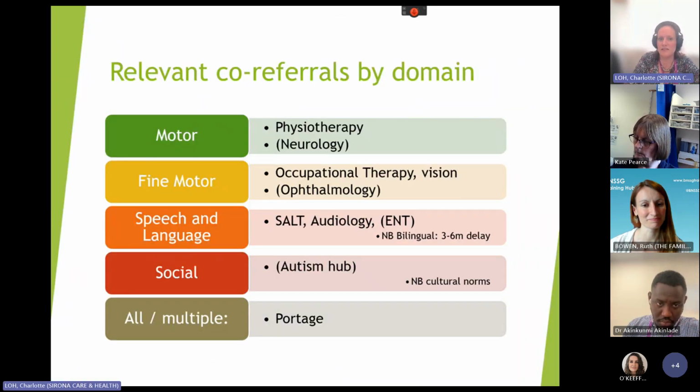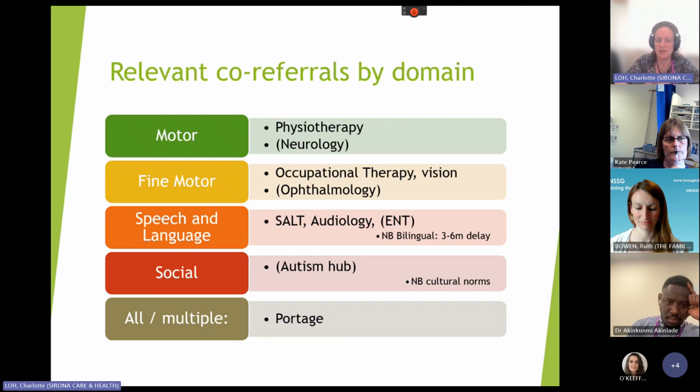And just to think about this is thinking about the co-referrals by domain. So for motor disorder, physiotherapy would get involved. If you're concerned there's significant neurological symptoms or the child's acutely unwell, perhaps they're having very regular seizures, then neurology would be very appropriate to refer to.